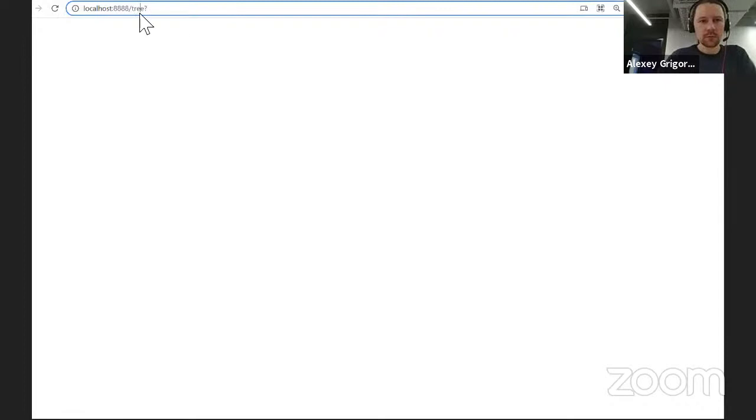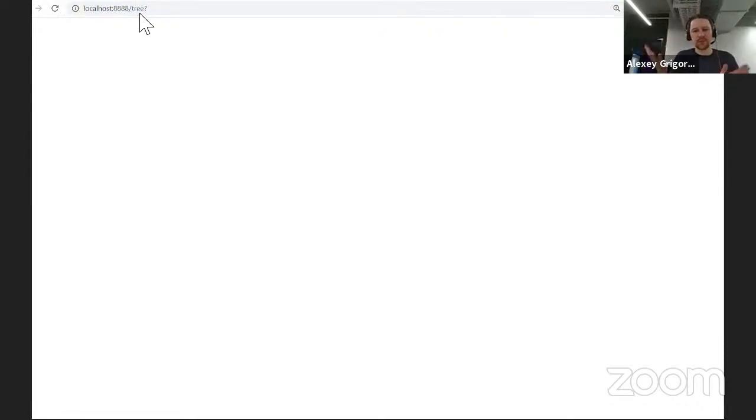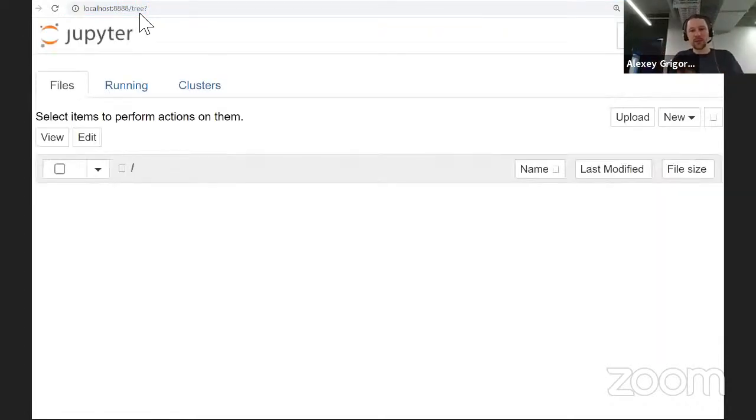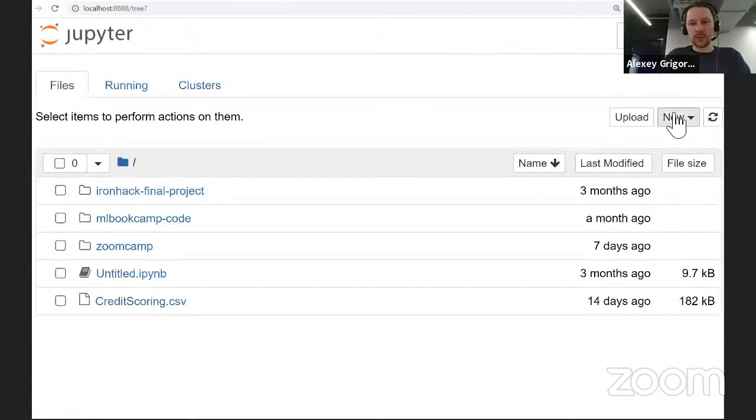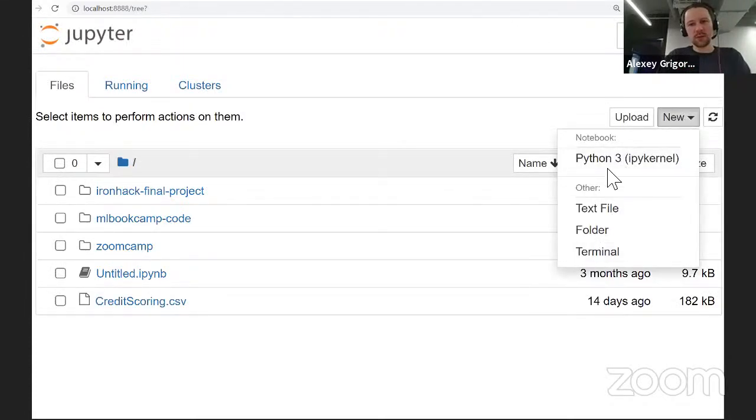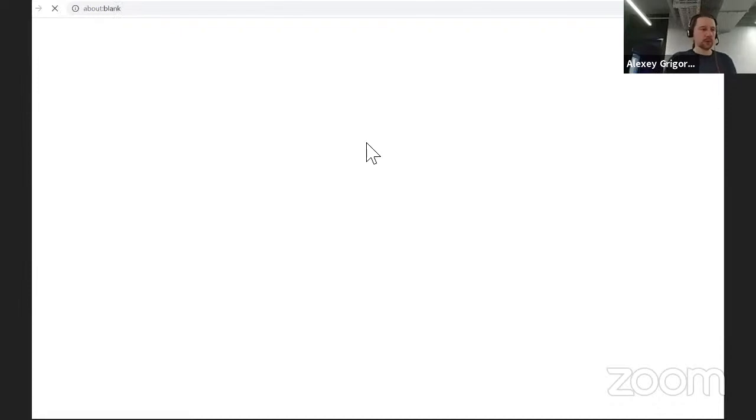Alexei, is a clustering problem allowed for the midterm project, or multi-classification? Multi-classification, yes. Clustering, I'm not sure, probably not a good idea, because we don't cover it here. It will be hard, you will not know how to evaluate it and your peers will not know what to do with this. So yeah, better not to do clustering.